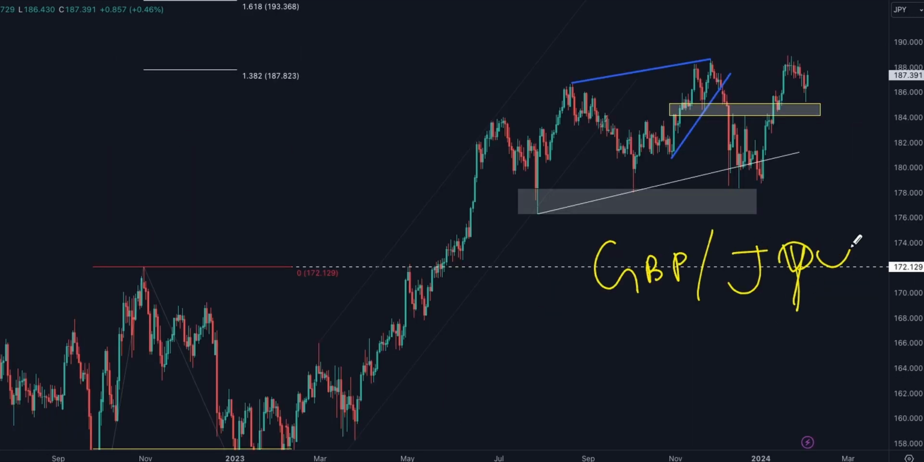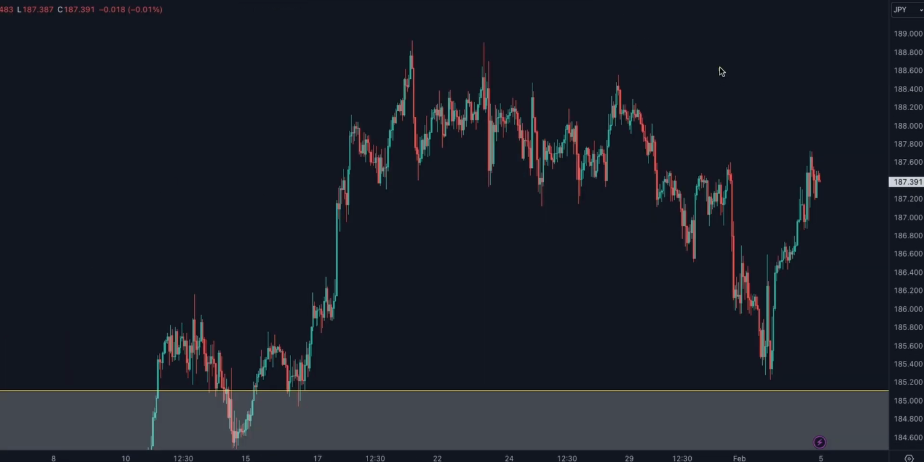GBP JPY daily chart, you can see price tested this level 3 times on the daily chart, then it came down and now it is testing a horizontal support level. And for more clarity, if you see the H1 chart, then this was your double top, while the daily chart is showing a triple top in the same resistance zone.